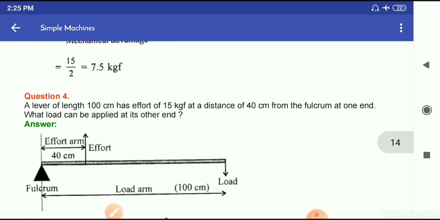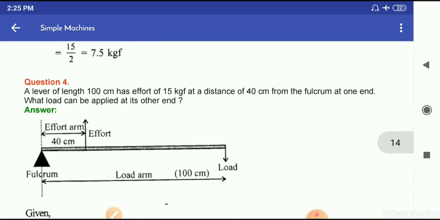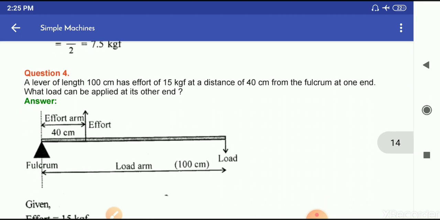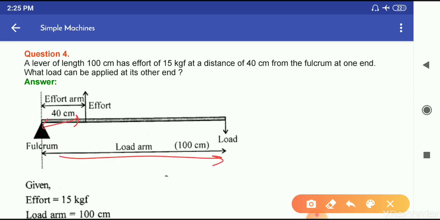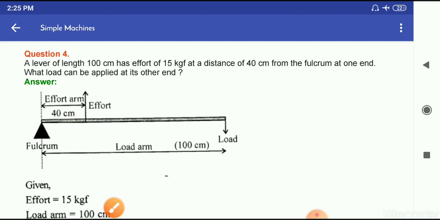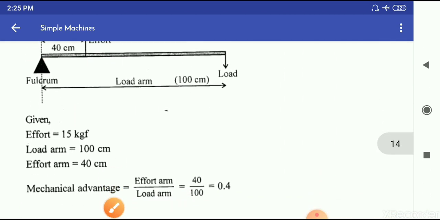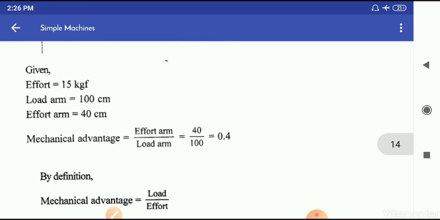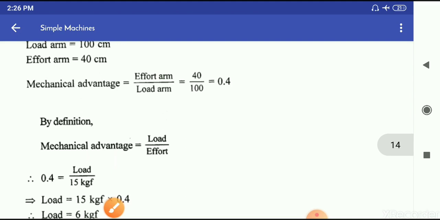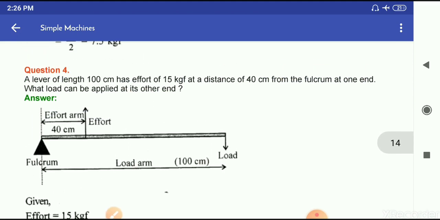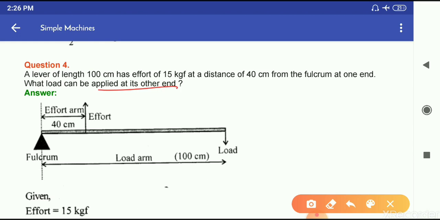Question number 4. A lever of length 100 centimeter has effort of 15 kgf at a distance of 40 centimeter from the fulcrum at one end. What load can be applied at its other end? You can see here, effort arm is given to us and load arm is given to us, 100 centimeter. Effort arm is 40 centimeter, and the formula for mechanical advantage in terms of effort arm and load arm is effort arm upon load arm, that is 40 upon 100 is equal to 0.4. Then you have to find what load can be applied at its other end.